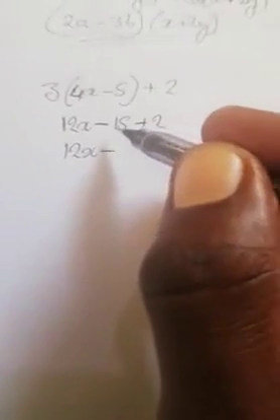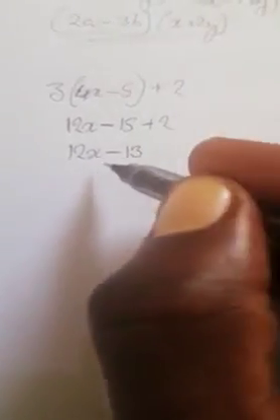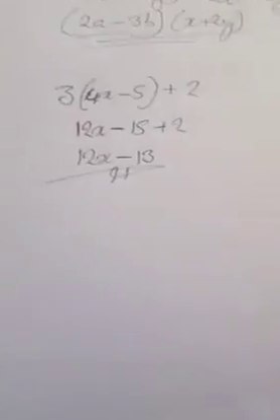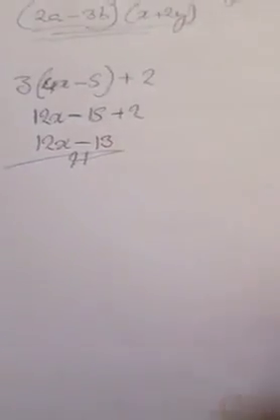So 3 multiplied by 4x is 12x. 3 multiplied by minus 5 is minus 15. Then this one is coming the way it is, plus 2. From here we can add this part: minus 15 plus 5 plus 2, they are like terms. So we are having 12x minus 8, since negative 15 plus 5 plus 2 is negative 8, and it is simplified.